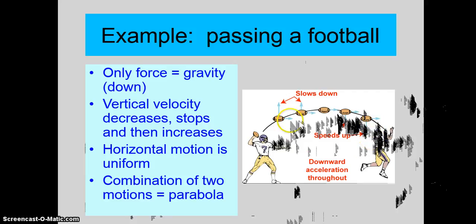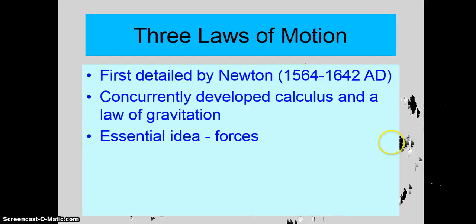But look at the horizontal velocity. Horizontally, as the football goes over this parabolic path, that doesn't change at all. Okay?